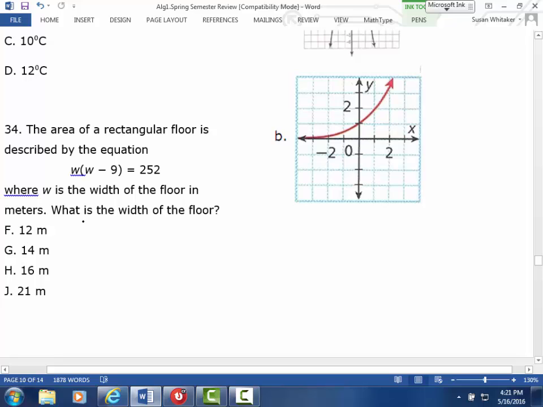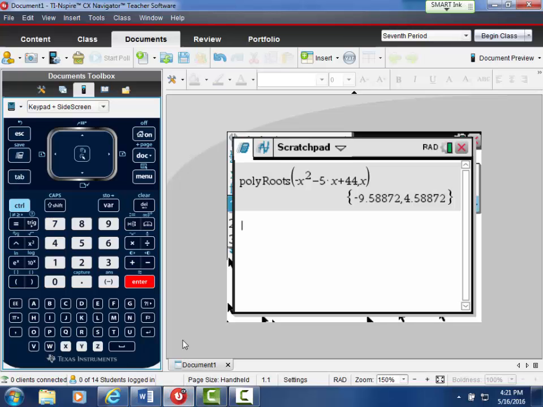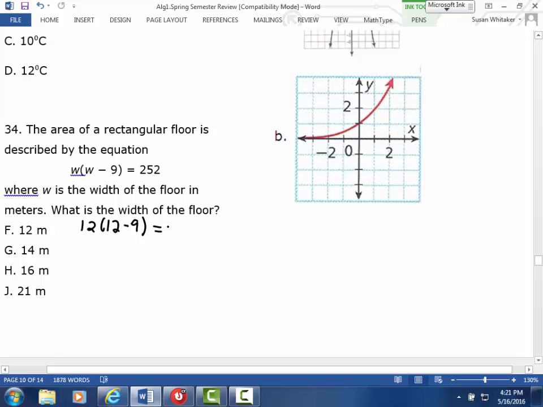So that's what I did. I just went 12 times 12 minus 9, and that equals 36. So that was not my answer. So then I jumped down to J and said 21 times 21 minus 9. What does that equal?